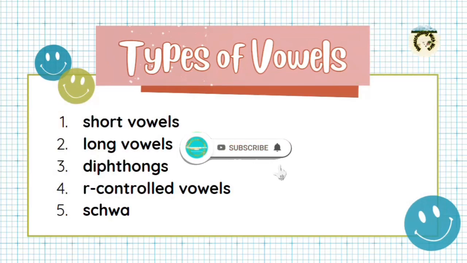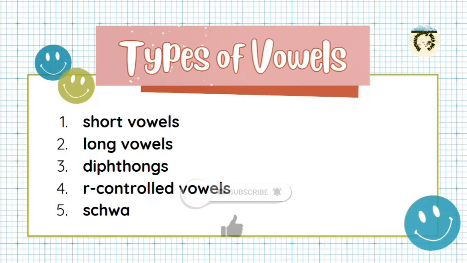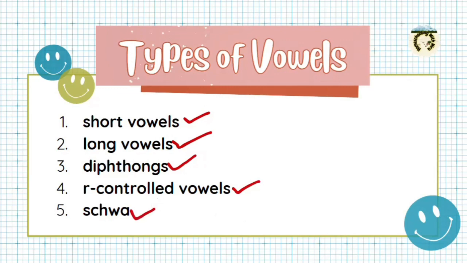And now let's get back to our topic, types of vowels. So we have mainly 5 types of vowels: short vowels, long vowels, diphthongs, R-controlled vowels, and schwa. In today's video, I'll explain all these types along with examples. So stay tuned and watch the video to the end.